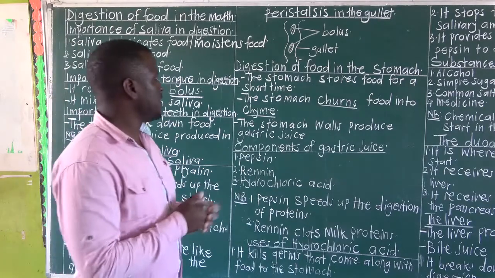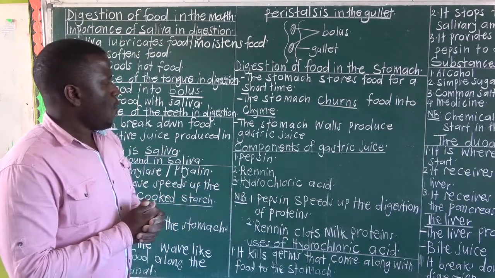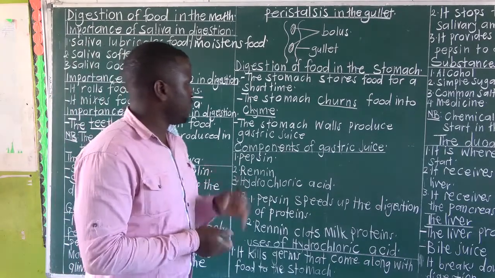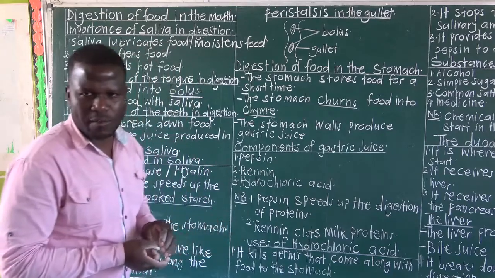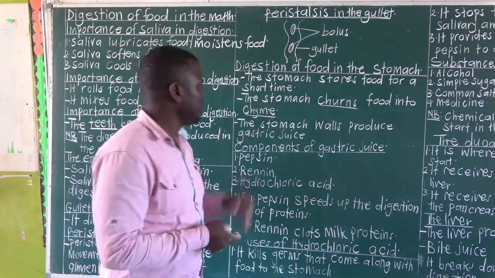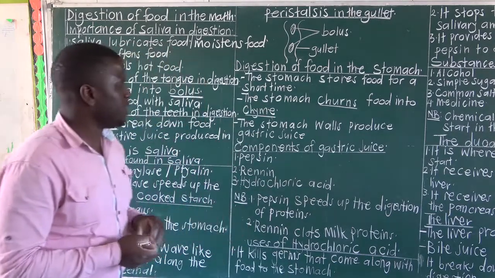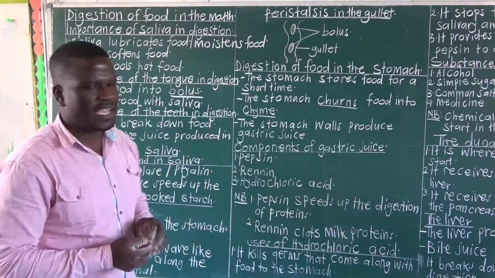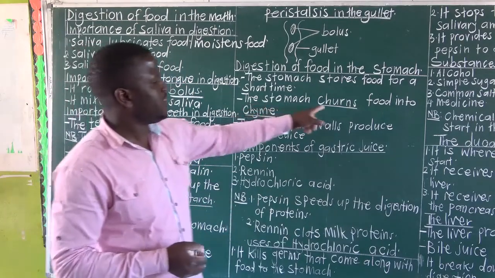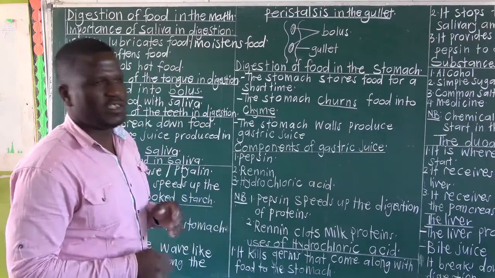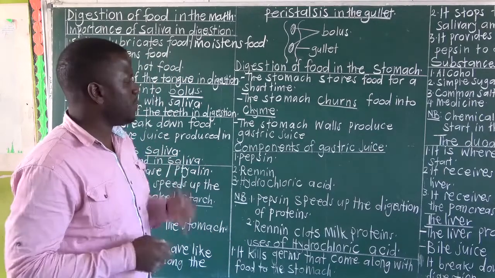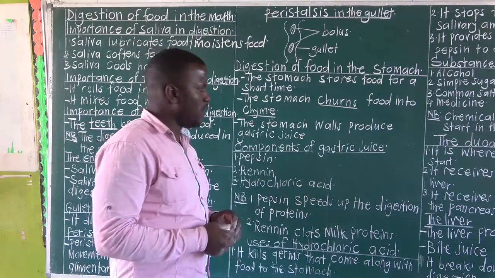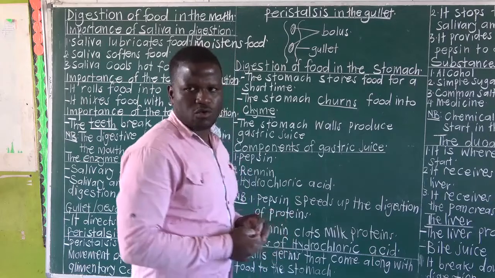When food reaches the stomach, the stomach stores food for a short time. Then that food, after being stored for a short time, is churned into chyme. So the stomach churns the food. To churn food is to break down food into smaller particles by the help of the stomach walls.